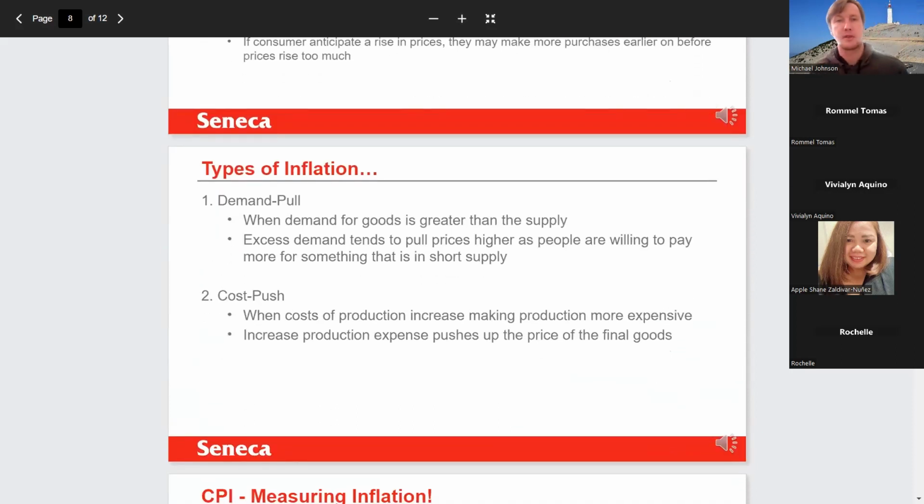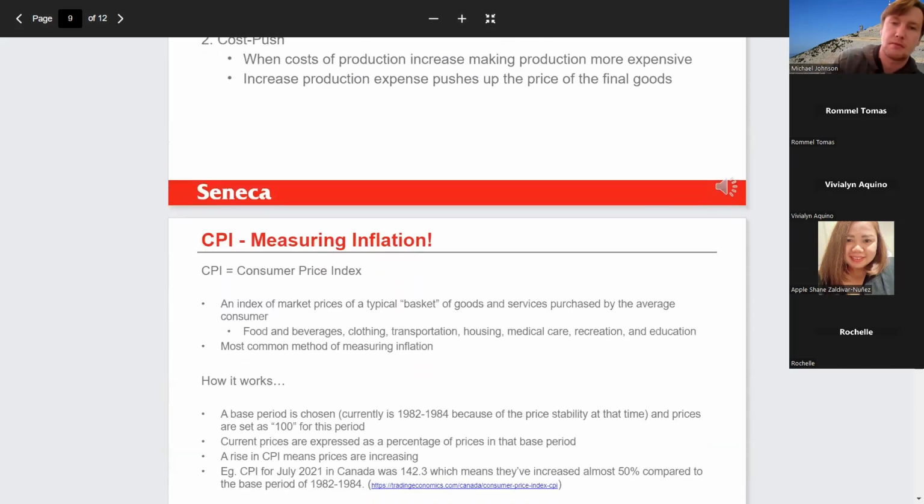Demand pull is when demand for goods is greater than the supply. Excess demand tends to pull prices higher as people are willing to pay more for something that is in short supply. Cost push is when costs of production increase, making production more expensive. Increased production expense pushes up the price of the final goods.